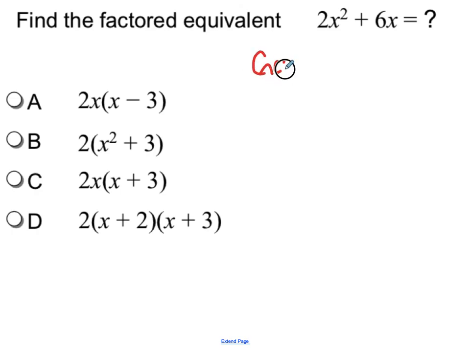Okay, so the GCF here is going to be a +2x. And what is left is going to be +x plus 3. Okay, so that is choice C.